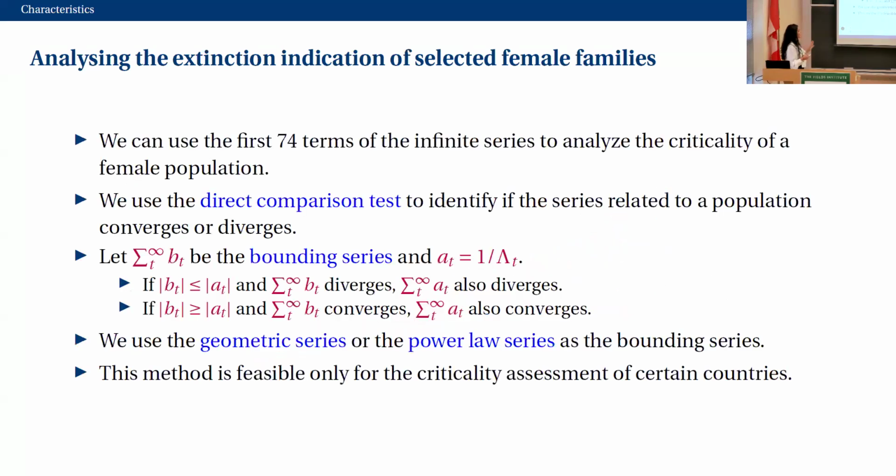So we use the direct comparison test of a mathematical series here. The idea is to find some bounding series with terms BT, and based on the convergence or divergence of the bounding series, we can say something about the convergence or divergence of the series related to that country. You can't use this method for all countries, obviously, but we were able to do it for the countries that we're discussing today. And for most countries, the geometric or the power law series became the bounding series.